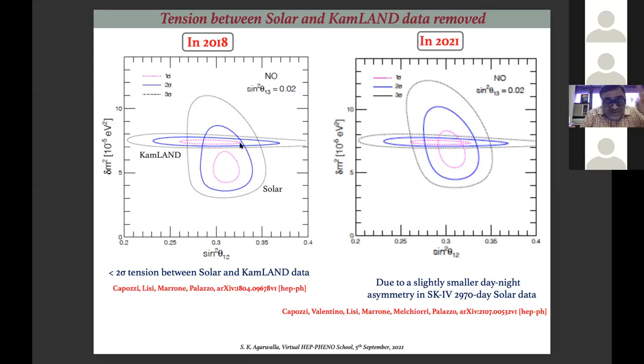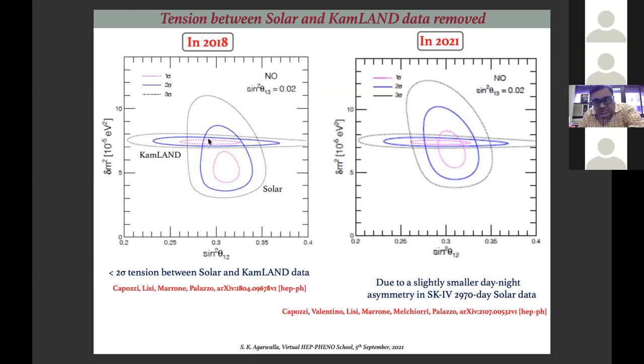But what was the situation in 2018? There was a less than 2 sigma tension between solar and KamLAND data. Can you see the solar based fit? You see my cursor is a little bit lower in delta m square value, and the best fit from the KamLAND is a little bit higher there. Can you see my cursor? So this is the 2 sigma tension I am talking about. It was there in 2018.